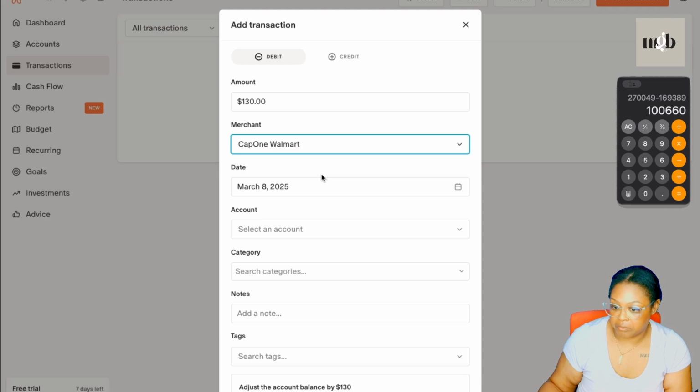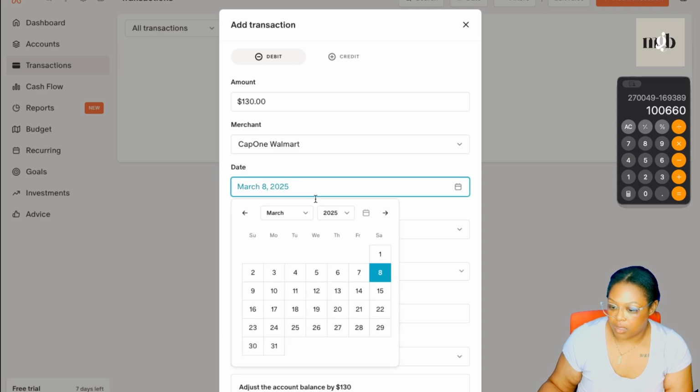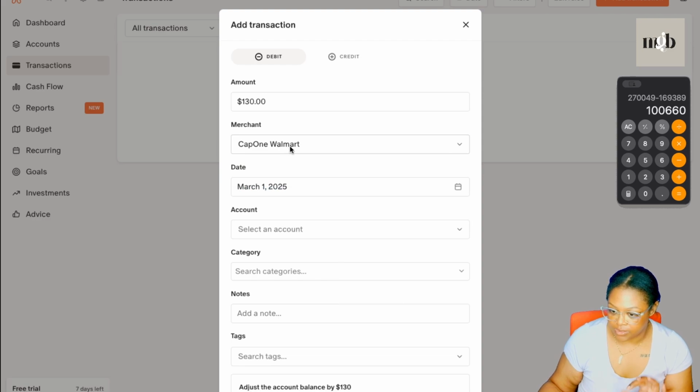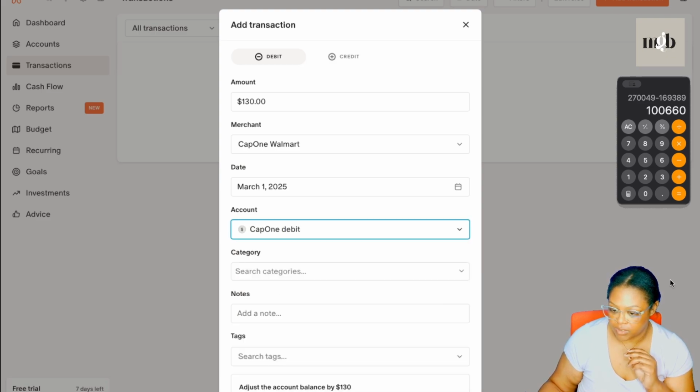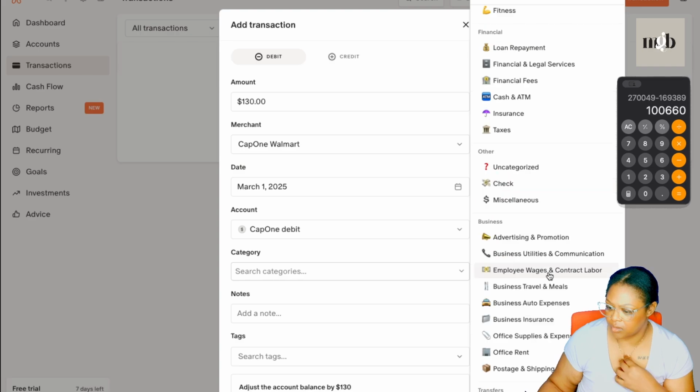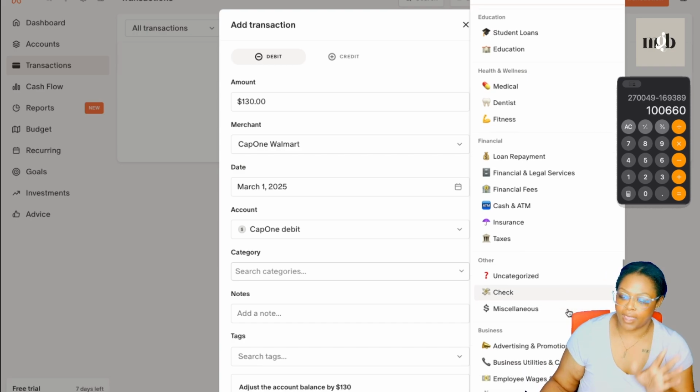Okay, create new. Love to see it. Doing it for me. So it looks like you can choose it from a drop down, so you're not constantly typing out your merchants. My account was Capital One debit. And then my category was, oh, they do have transfers. Okay, cool. Okay, I see what I need to do.